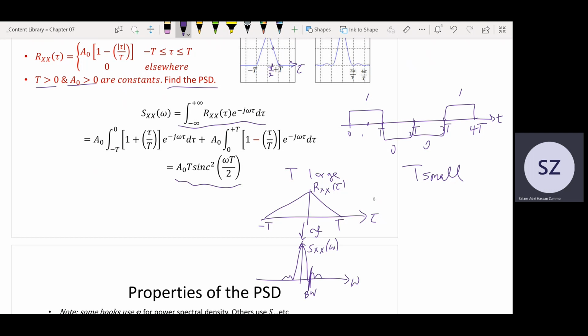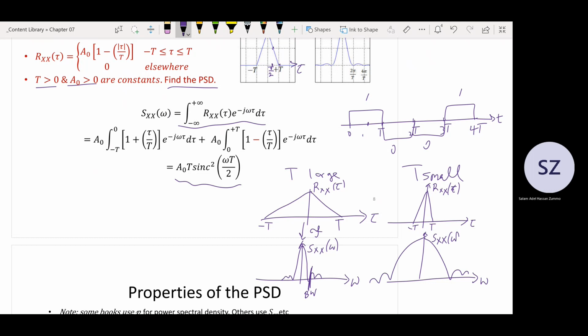But if I take T small, what does that mean? The pulse is short. It means that the signal changes very fast. So the autocorrelation function will look like this. It's another autocorrelation function. This is T, this is minus T. And if I plot the Fourier transform of this, it will look like a wider function. And this will be SXX. So the bandwidth here will be larger because the signal changes at a faster rate.